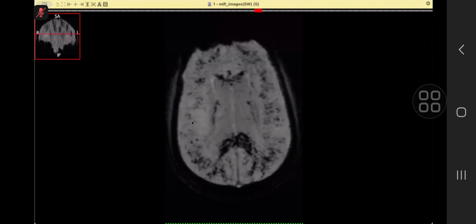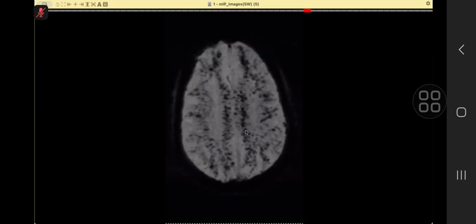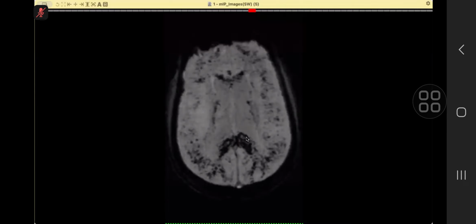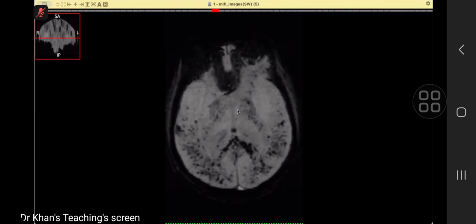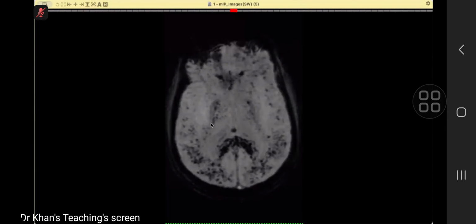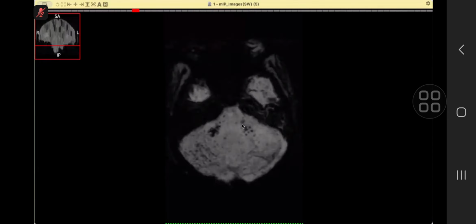But this was the pattern, and if you see here, subcortical, cortical, look at the corpus callosum. It is completely involved. This is the splenium, this is the genu, and the internal capsule, you see this? Internal capsule is all involved. Quite classical.